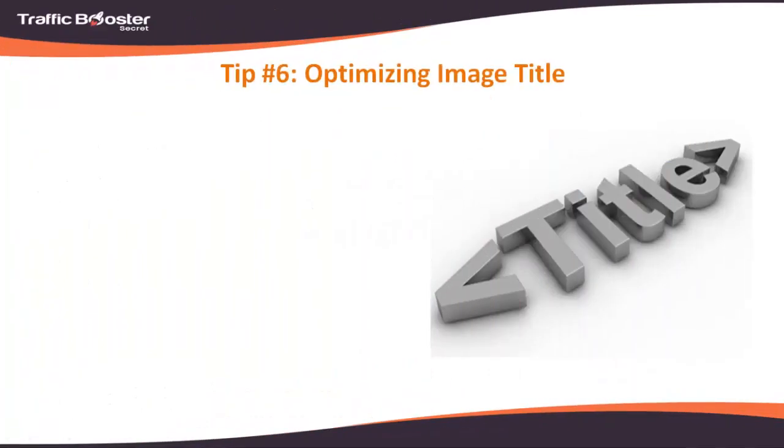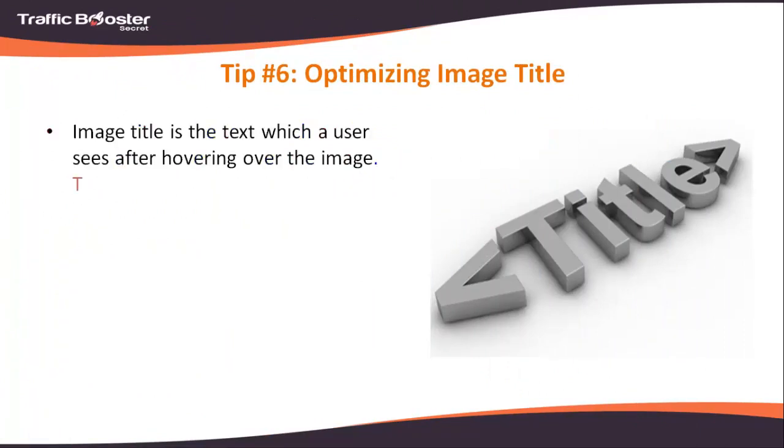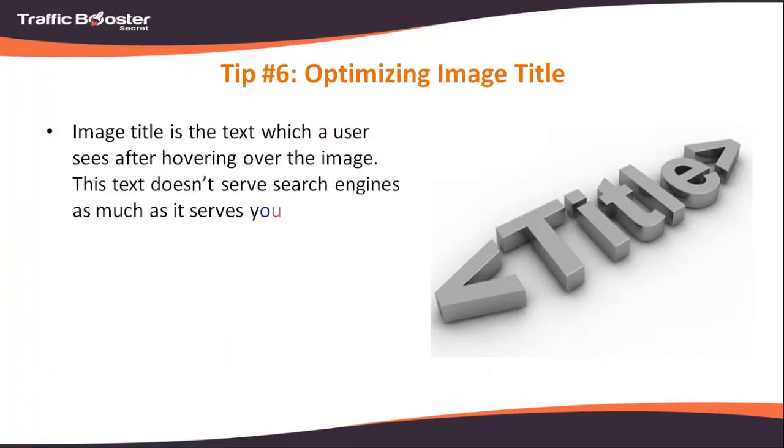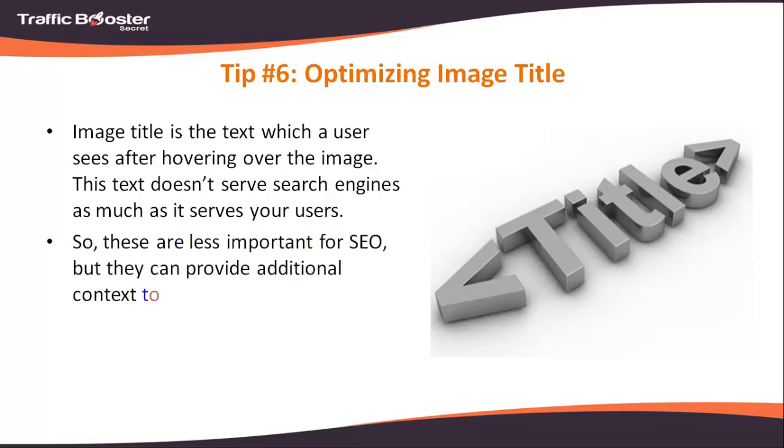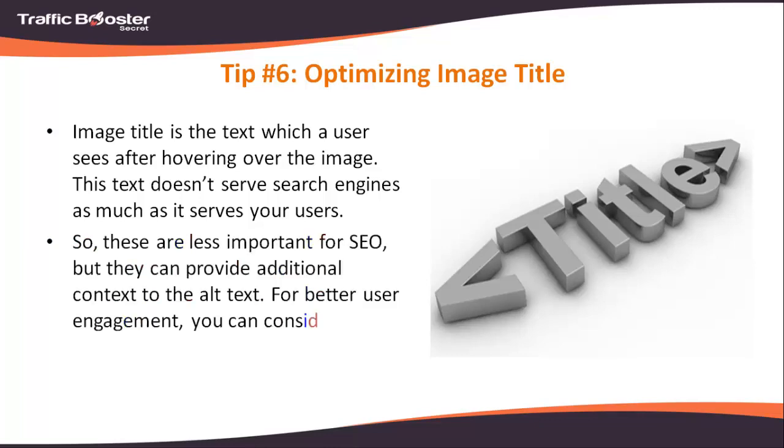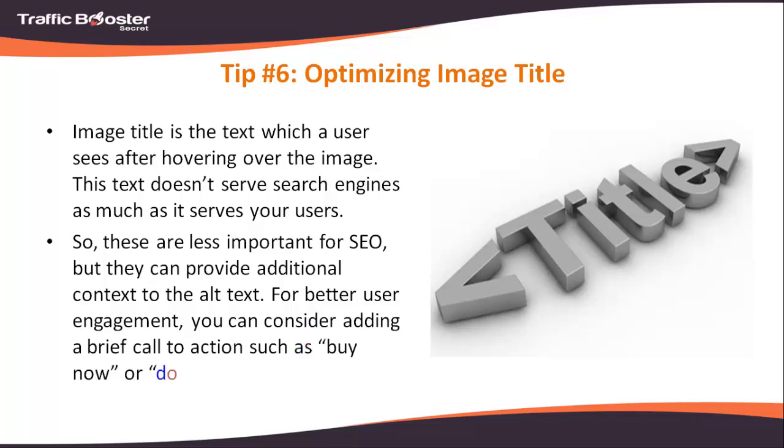Tip number 6. Optimizing image title. Image title is the text which a user sees after hovering over the image. This text doesn't serve search engines as much as it serves your users. So these are less important for SEO, but they can provide additional context to the alt text. For better user engagement, you can consider adding a brief call to action such as buy now or download today.